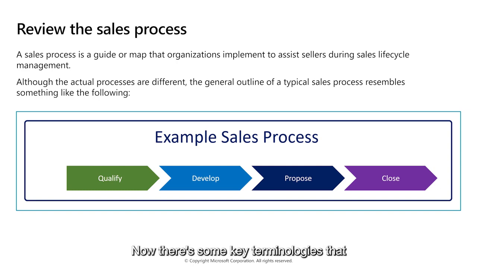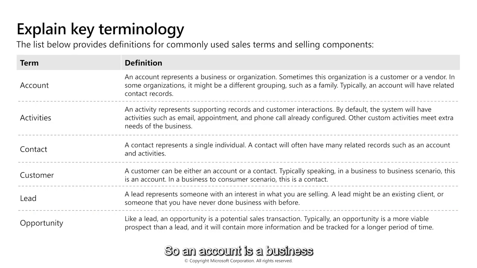Now, there's some key terminologies that we need to know along the sales process. So, an account is a business or an organization. It could be a customer, it could be a vendor, it could be different types of groupings. But that's an account overall. Activities are things that we do. So, we'd have phone calls and emails and appointments. And these are activities which we can save against the account or even against the contact or other types of records. A contact is an individual. Each individual will be a contact record. So an account, being the organization, will usually have multiple contact records associated with it, as well as activities.